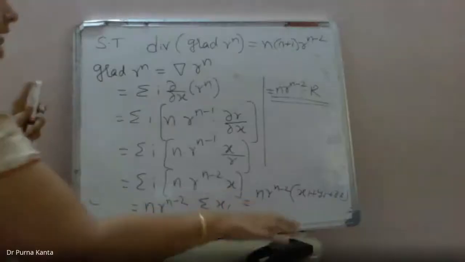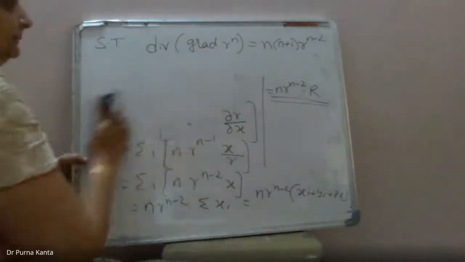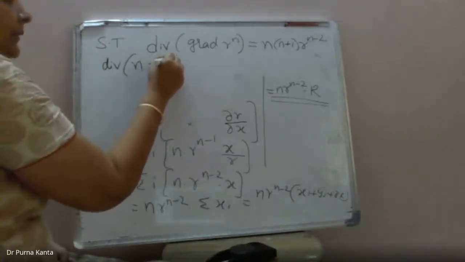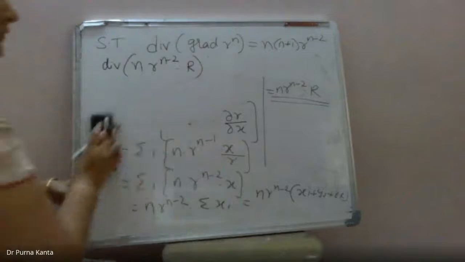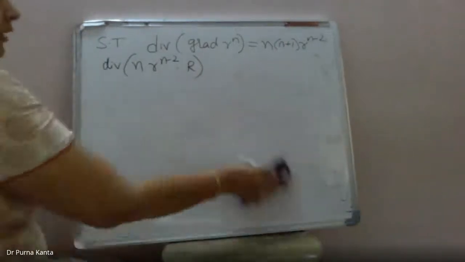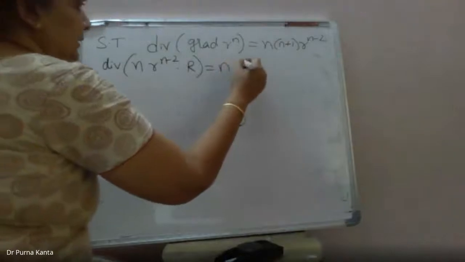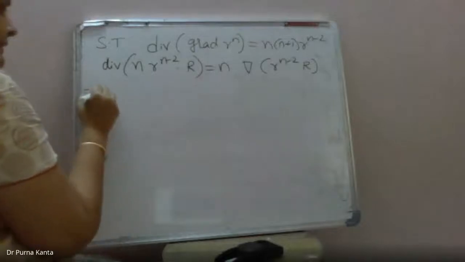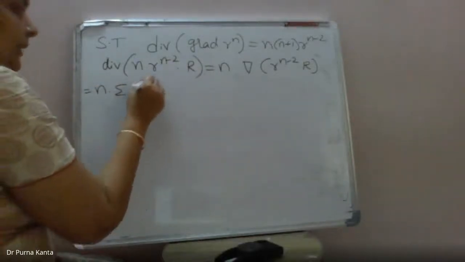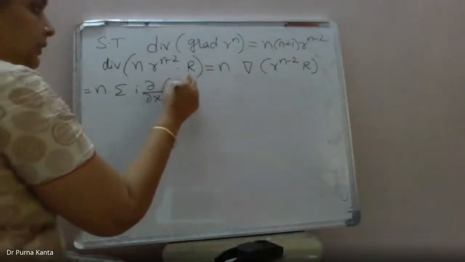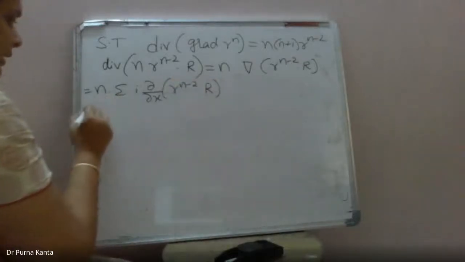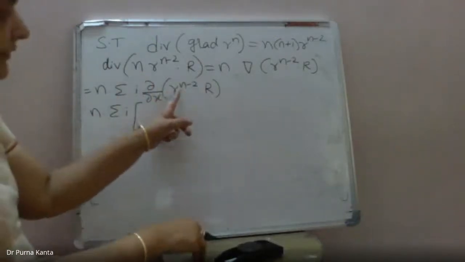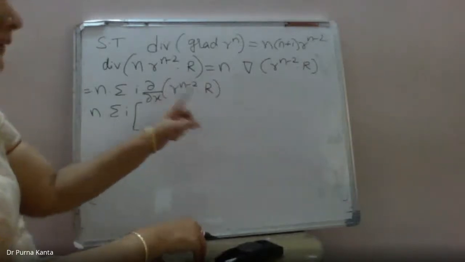Completed? Okay. Now we will see the next part. So divergence of gradient of r power n, which we have taken as n into r power n minus 2 into capital R. For this you have to continue. n is a constant, so we take it out. Del applied on r power n minus 2 into capital R is n into sigma i dou by dou x applied on r power n minus 2 into capital R. We go with the UV rule, because here we have an x function and there also an x function.